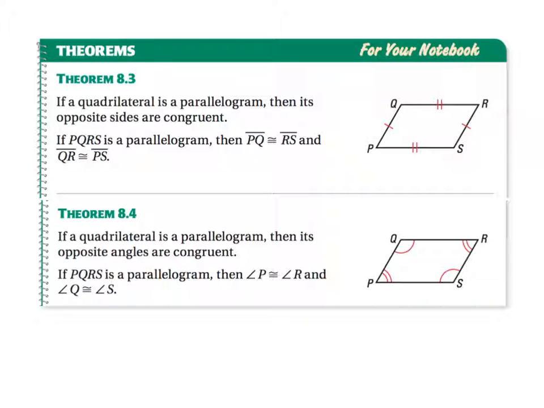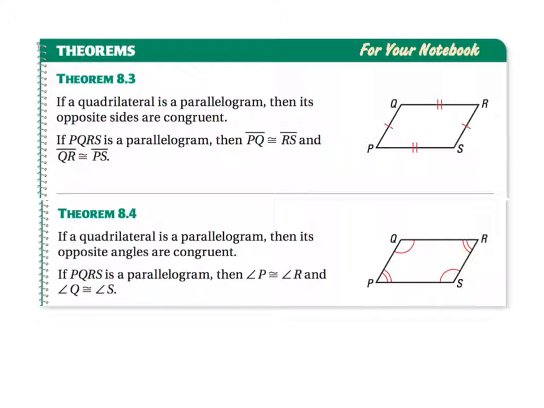Stemming from the definition of parallelograms, we come to two theorems. Theorem 8.3: if a quadrilateral is a parallelogram, then its opposite sides are congruent. So again, just by knowing something's a parallelogram, we know that opposite sides are parallel, and as long as you know something is a parallelogram, you know that opposite sides are congruent. So QP would be congruent to RS, and QR would be congruent to PS.